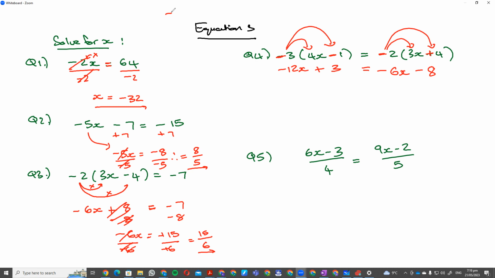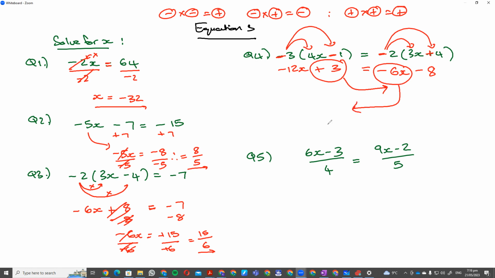So remember, negative times a negative is equal to a positive, and a negative multiplied by a positive in any order would become a negative. And obviously, positive times a positive stays positive, if you didn't know. Okay. Now, the next part here, I need to move this one across that side, and I need to move this one across this side because I want all x's on this side, and I want all numbers on this side.